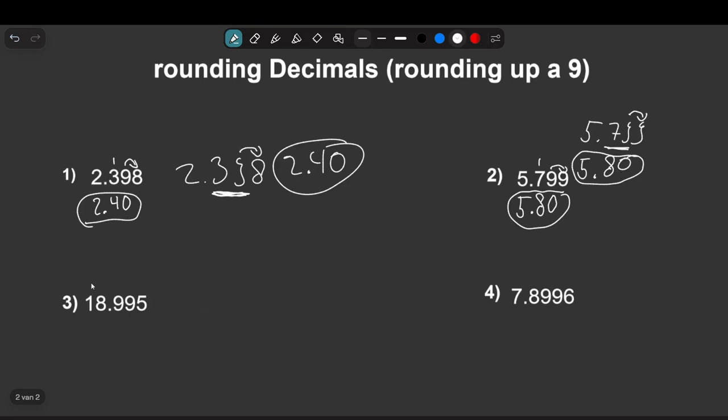For our third example, we have 18.995. So this one can be a bit more complicated, but just be with me and we will get this down together. So we have 18.995.